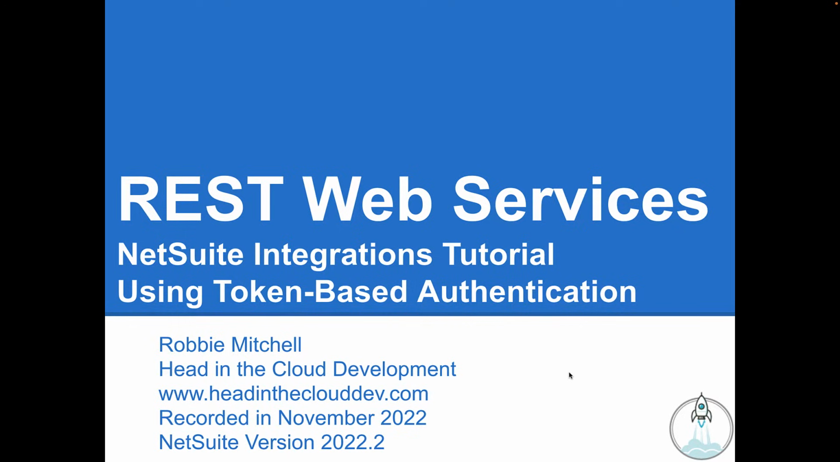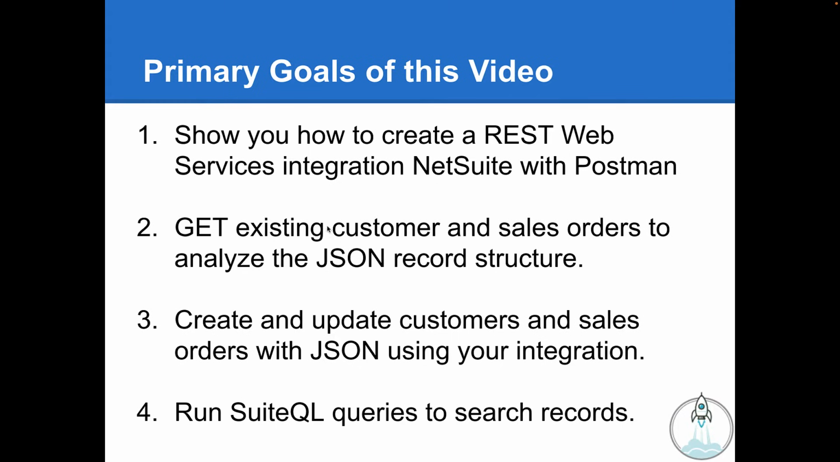So here's what we're going to cover in this video. First, I'm going to show you how to create a REST Web Services integration and connect it using token-based authentication in Postman. From there, I'll show you how to get existing records and understand the JSON structure that REST Web Services uses. Next, we'll look at what it takes to create and update existing records in NetSuite, customers and sales orders, for instance. And finally, we'll look at how to run SuiteQL queries to search NetSuite via the integration.